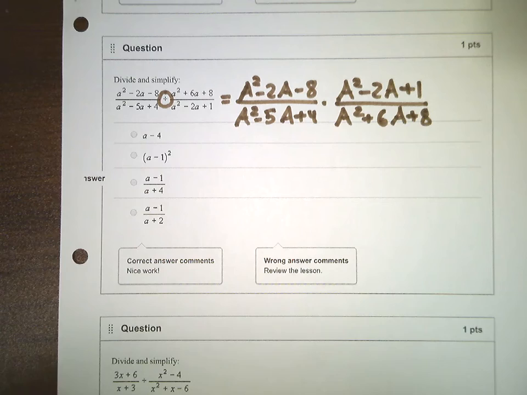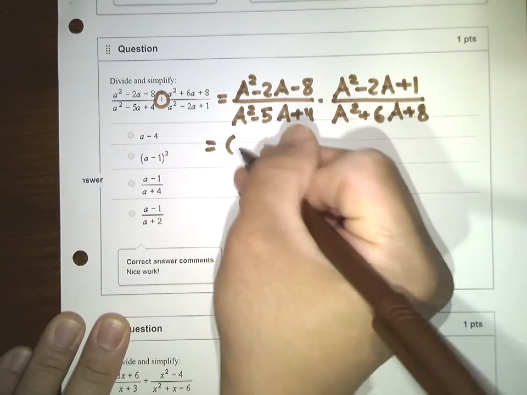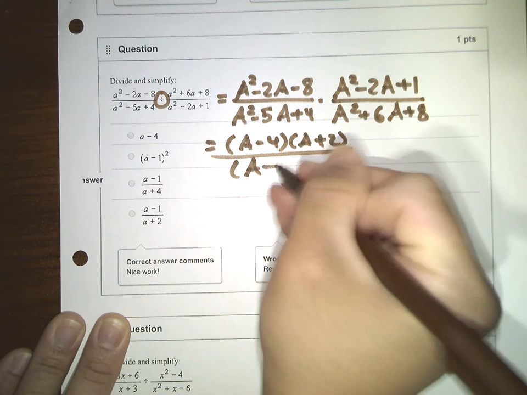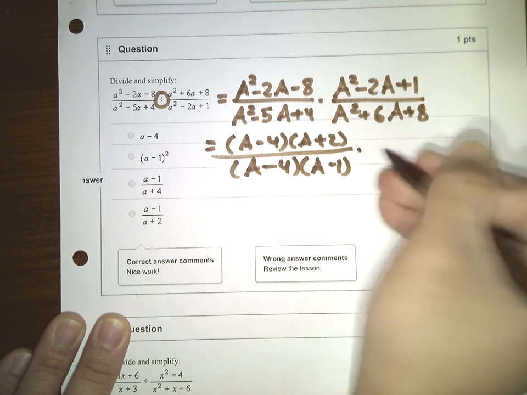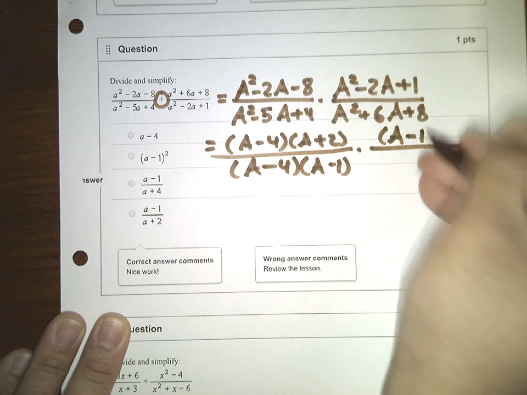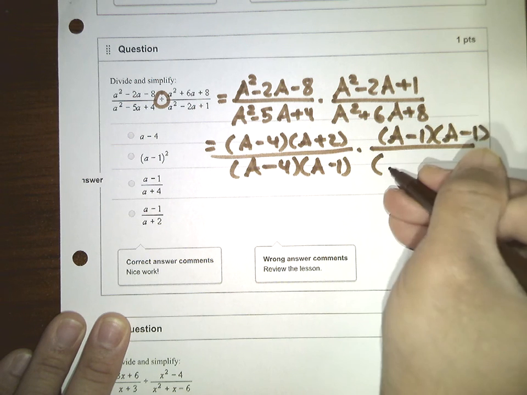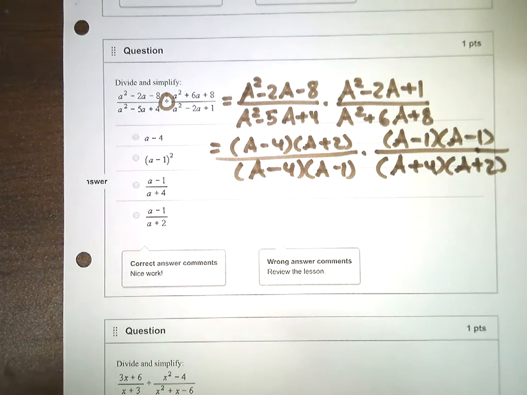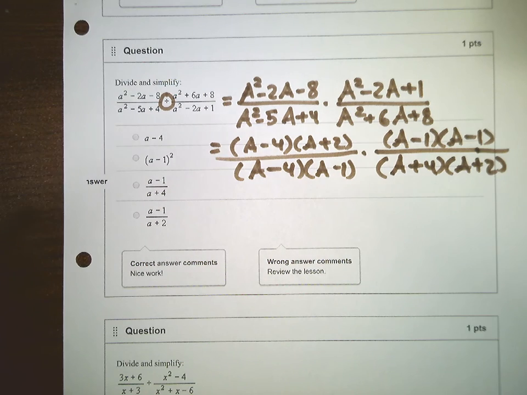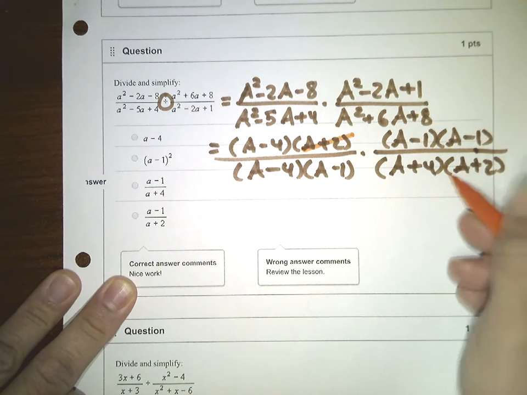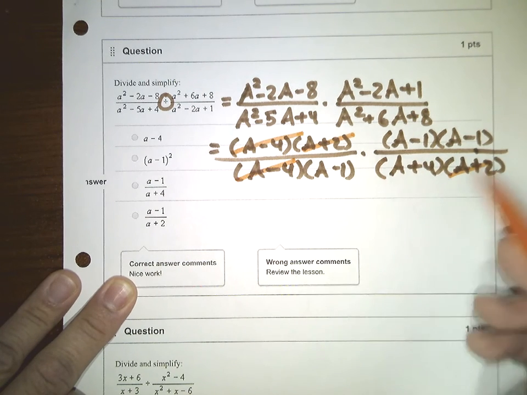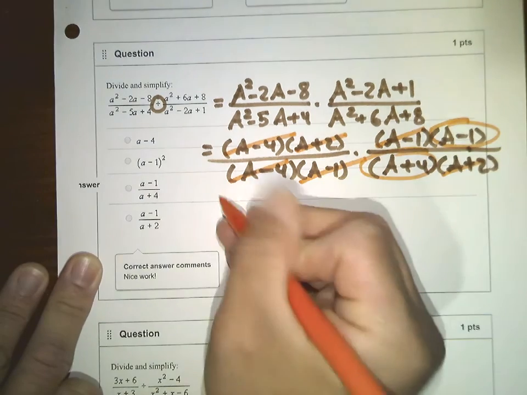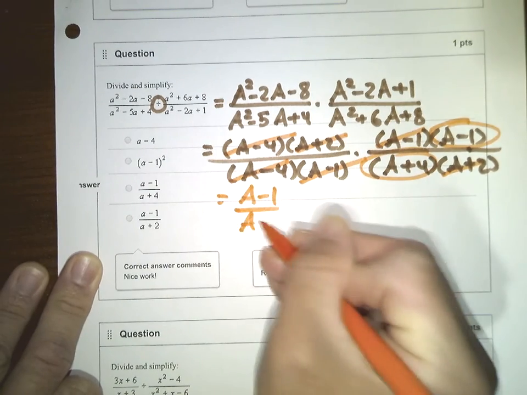Then I will go ahead and factor here. So I have a minus 4, a plus 2, over a minus 4, a minus 1 times a minus 1 times a minus 1 over a plus 4, a plus 2. And then I will go ahead and divide out the greatest common factors. So I have a plus 2, then a minus 4 divides out, a minus 1 divides out, and I'm left with a minus 1 over a plus 4.